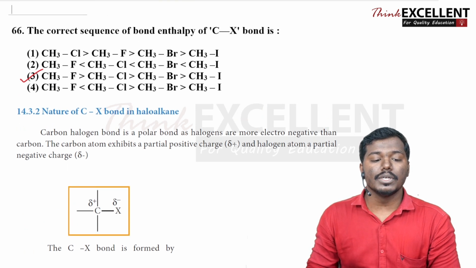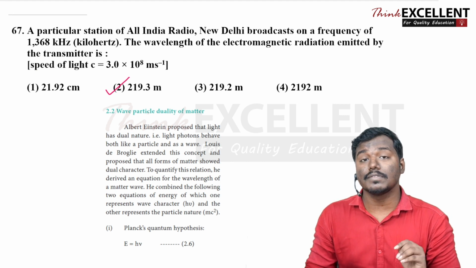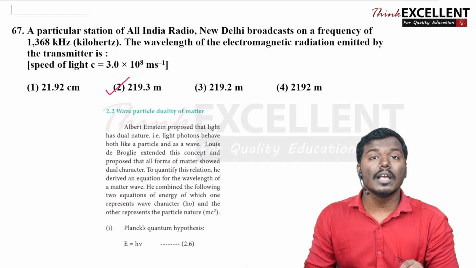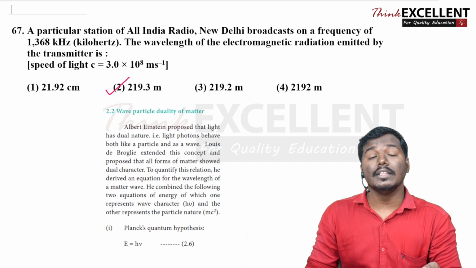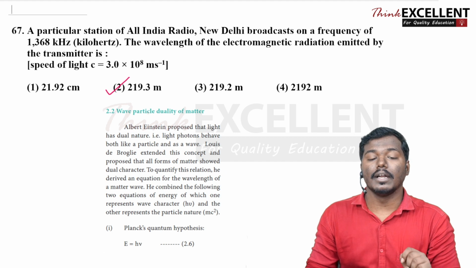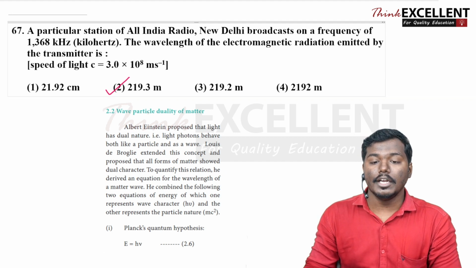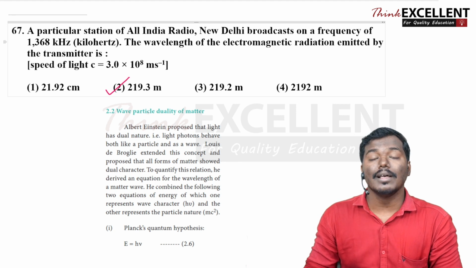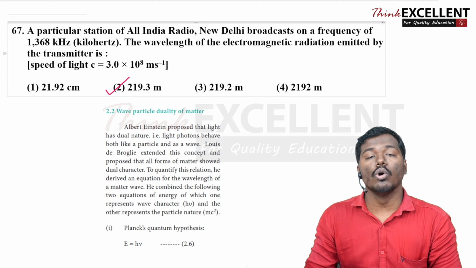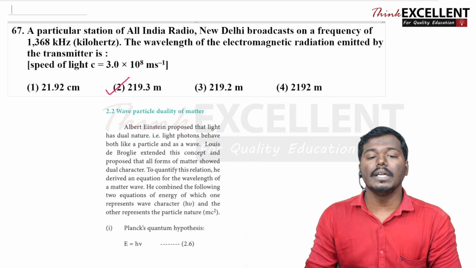Okay, so when you take question number 67, you can see that a very simple question is asked from the quantum mechanical model of an atom. In the chapter, they have asked how to find the wavelength. So the question is, a particular station of All India Radio New Delhi broadcasts on a frequency of 1368 kilohertz. The wavelength of the electromagnetic radiation emitted by the transmitter is asked.